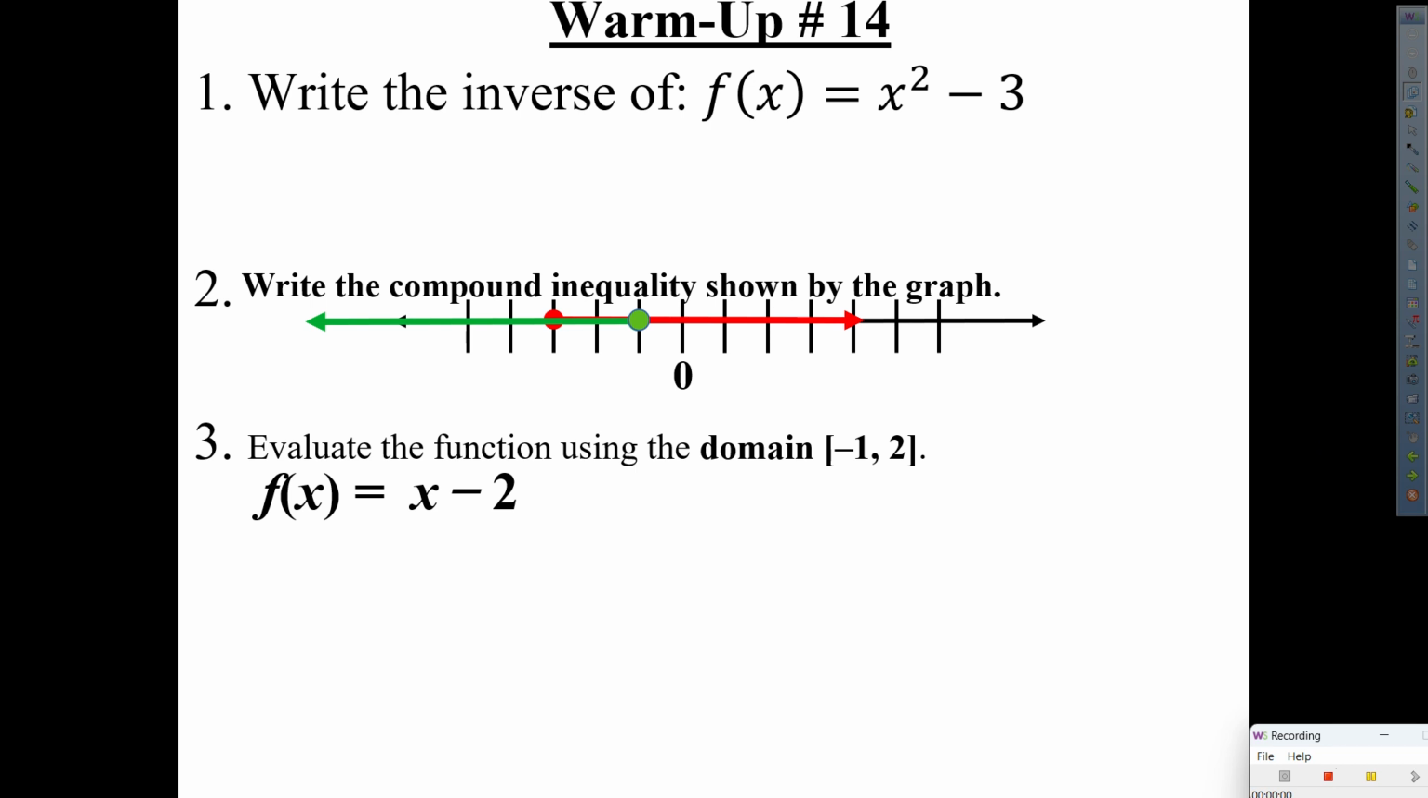So warm-up 14 is on your screen, and notice on the very first one, write the inverse of f of x equals x squared minus 3. I'm bringing in now the quadratics. Let's see how much you remember about quadratic functions, which you saw the last month that we were here on campus before going on vacation.